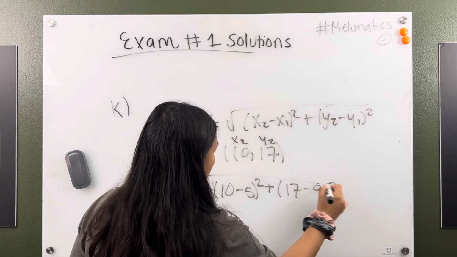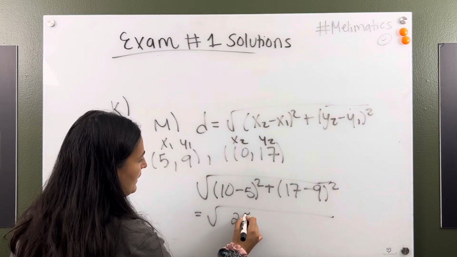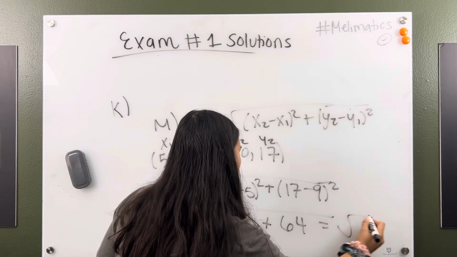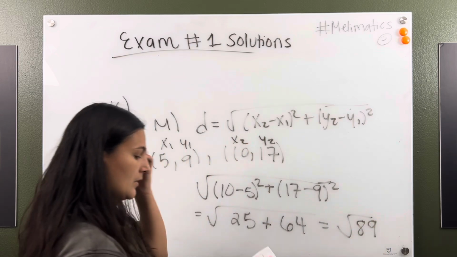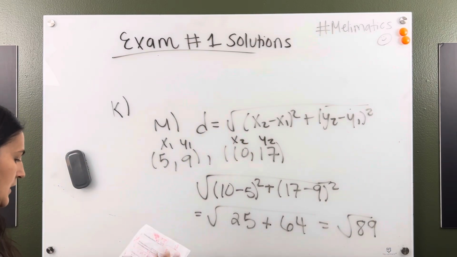Easy points, easy question. This is just 5 squared, which is 25, plus 8 squared, which is 64. Add it up. And what do you get? You get the square root of 89, and if you have the calculator, you can just write what that is as a decimal as well. But the square root of 89 is good enough.